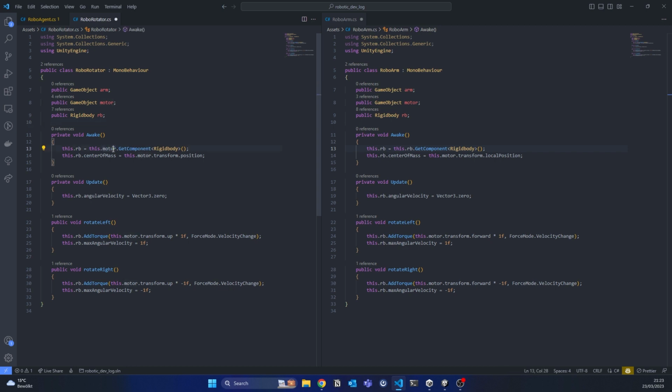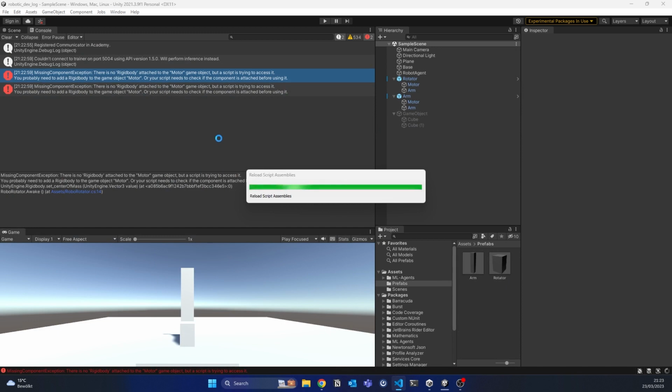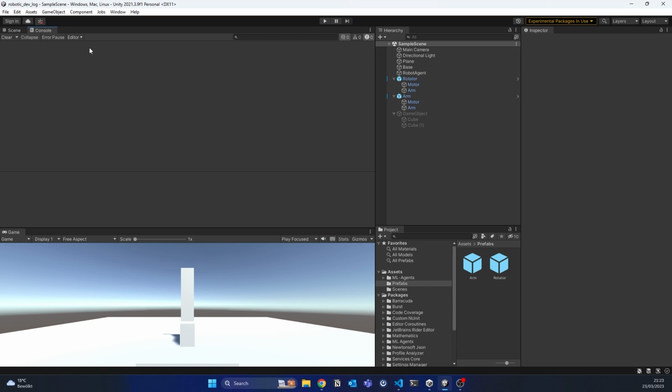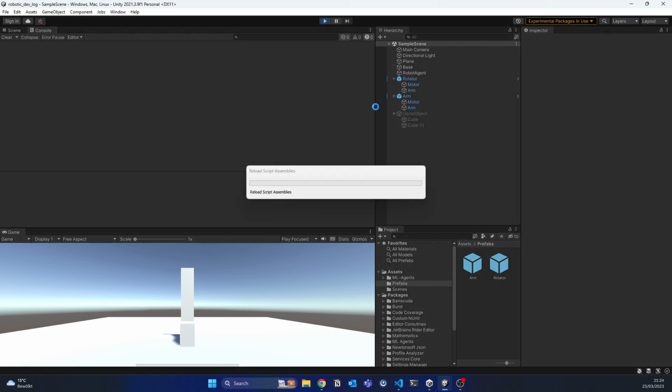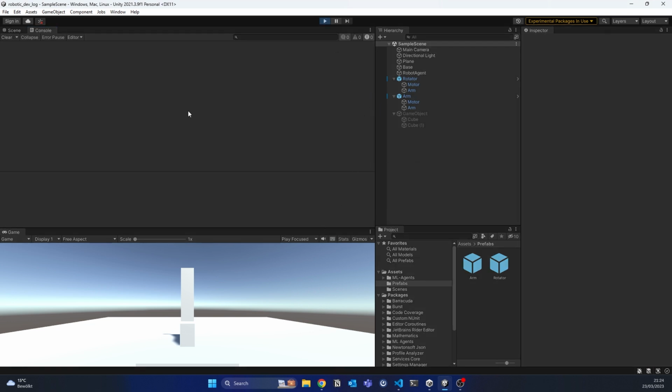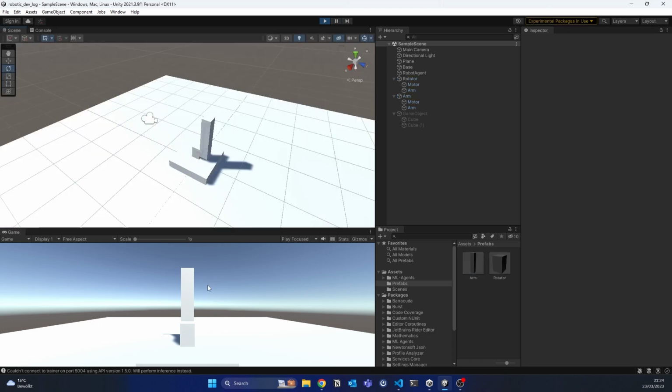Oh, this. Okay, center of mass we're using here. Motor transform up, that's okay. Where our motor is sitting. Okay, let's try. All right, this is going to work. I have a feeling. Okay.